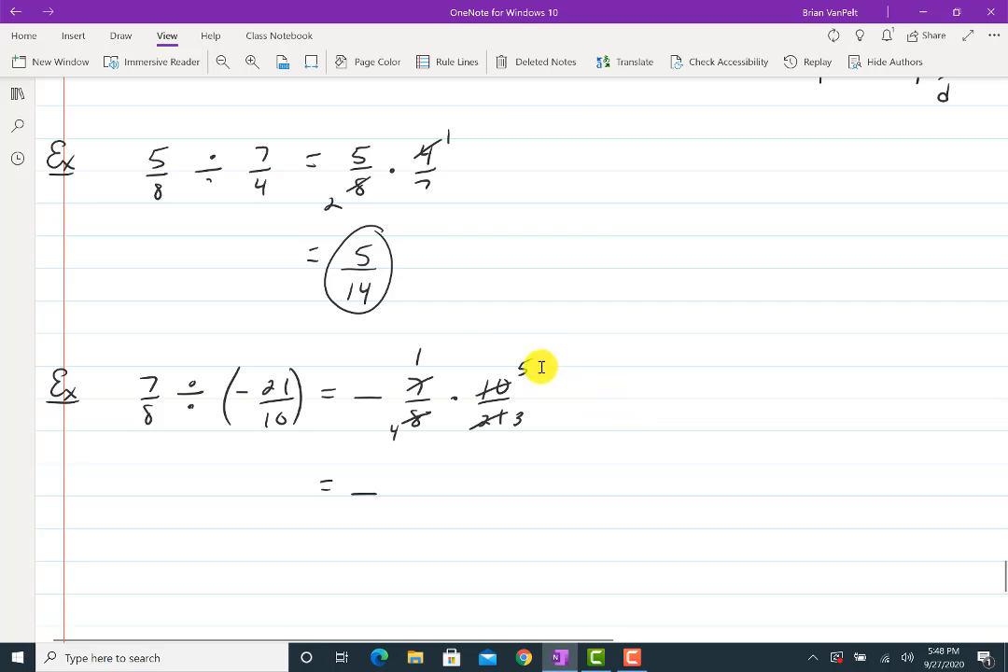Now in the numerator there I have 1 times 5 will give me 5. And in the denominator I'll have 4 times 3 will give me 12. Let's try something a little more complicated.